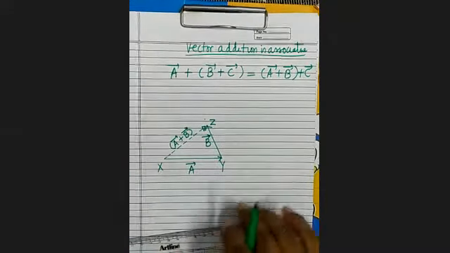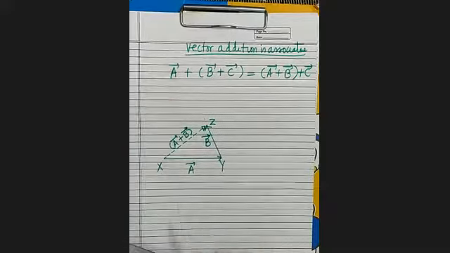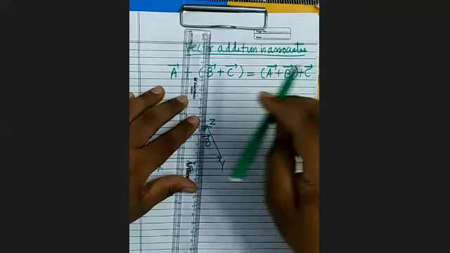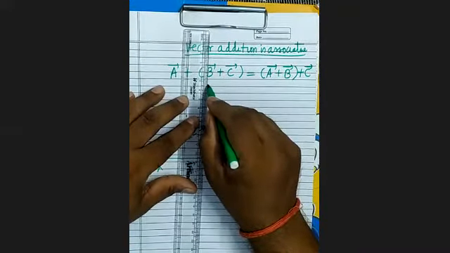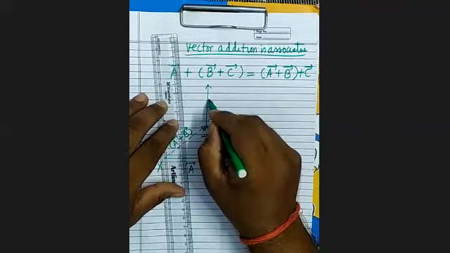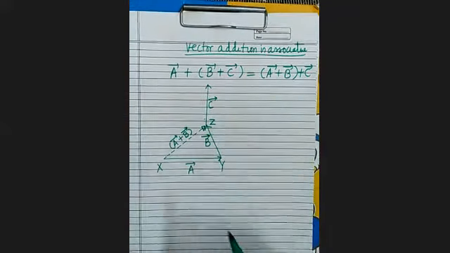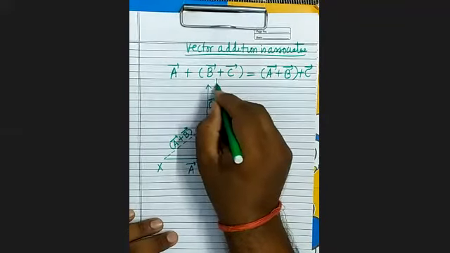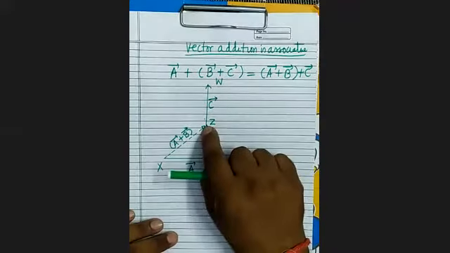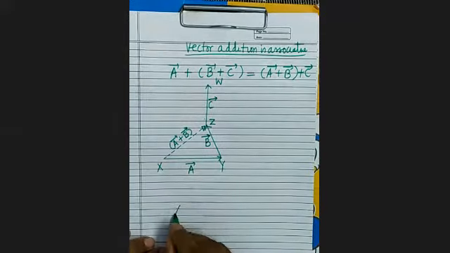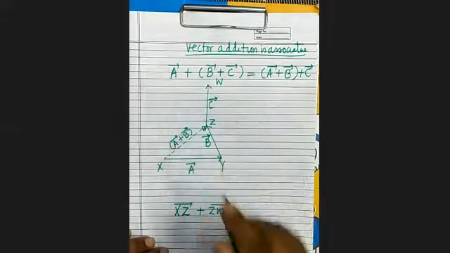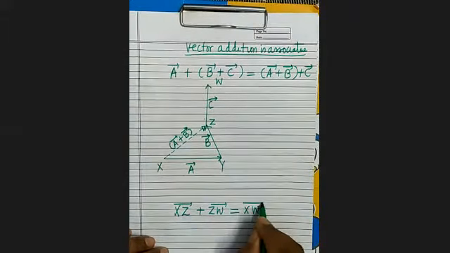Now from its head you draw the vector C. From its head I have drawn vector C. See here, you can name this point W. What will be the resultant of vector XZ plus vector ZW? It will be XW. It will be vector XW.